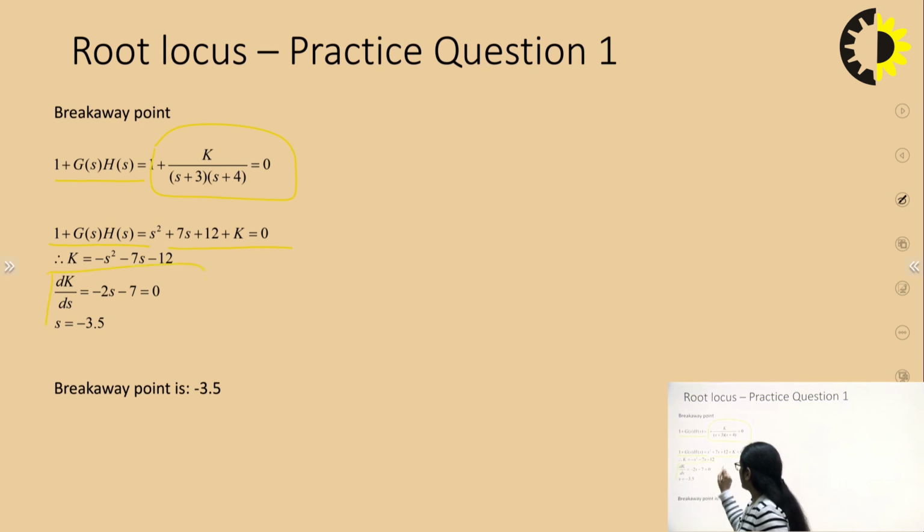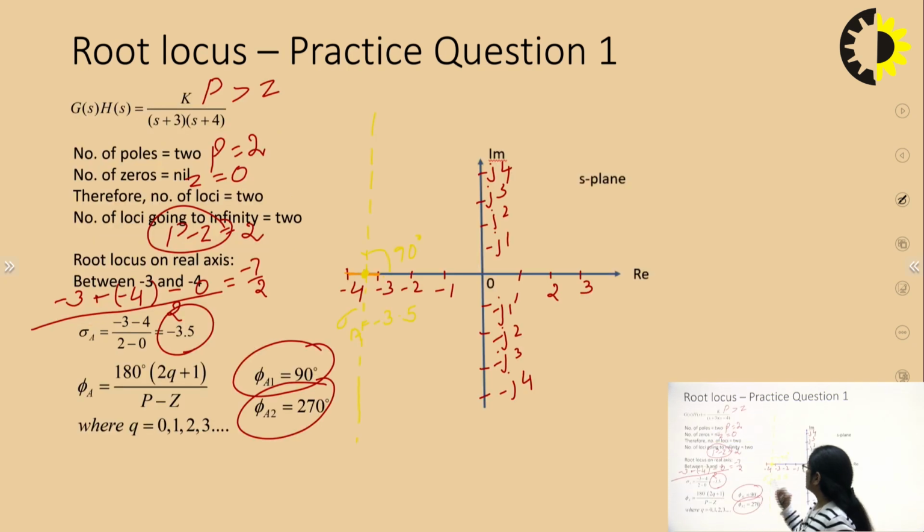Now, to find the breakaway point, dk by ds, it is coming out to be, that is s square will become minus 2s here and minus 7s, then this will be 0. So, the dk by ds expression is minus 2s minus 7. So, s is equal to minus 3.5. Therefore, the breakaway point here is minus 3.5. Coincidentally here, the centroid and the breakaway point are coming out to be minus 3.5.